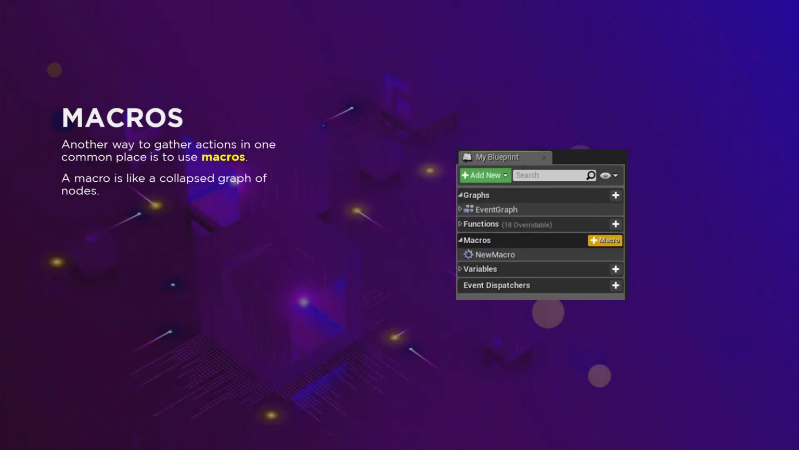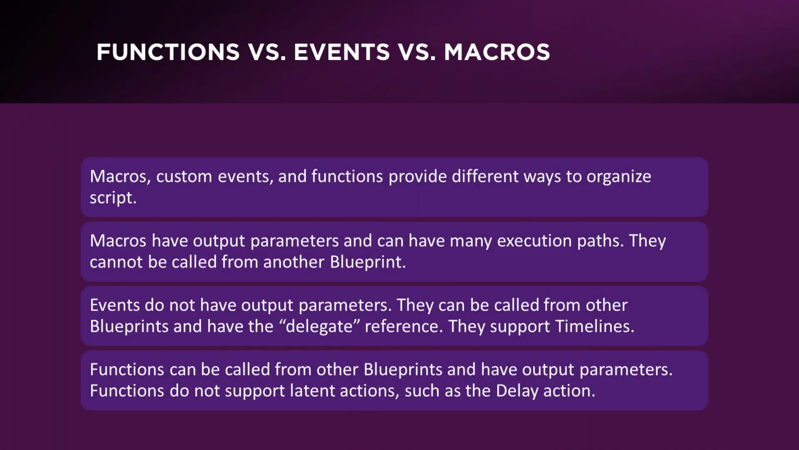Another way to gather actions in one common place is to use macros. At compile time, the actions of a macro are expanded in the places that a macro is being used. Macros can have input and output parameters as well as several input and output execution pins. Let's now compare functions versus events versus macros. Macros, custom events, and functions provide different ways to organize scripts. Each of them has advantages and limitations.